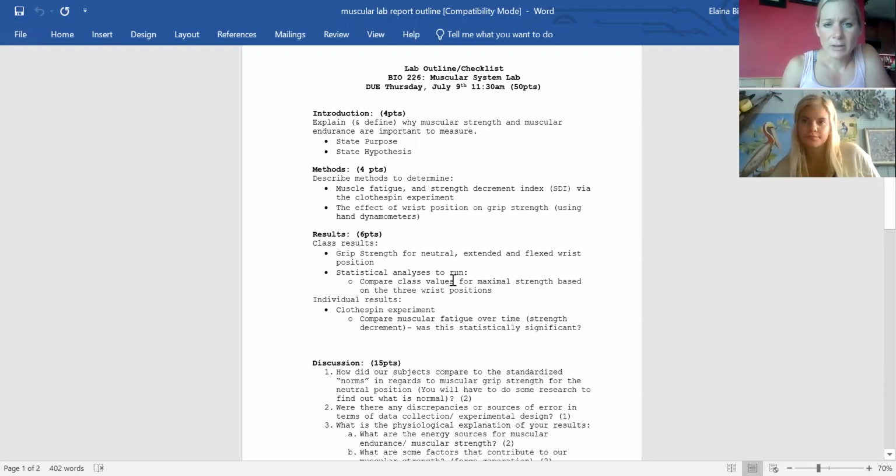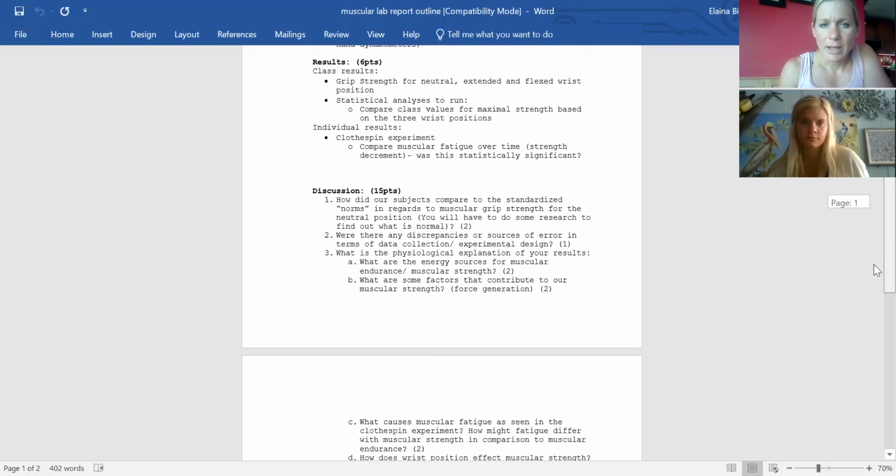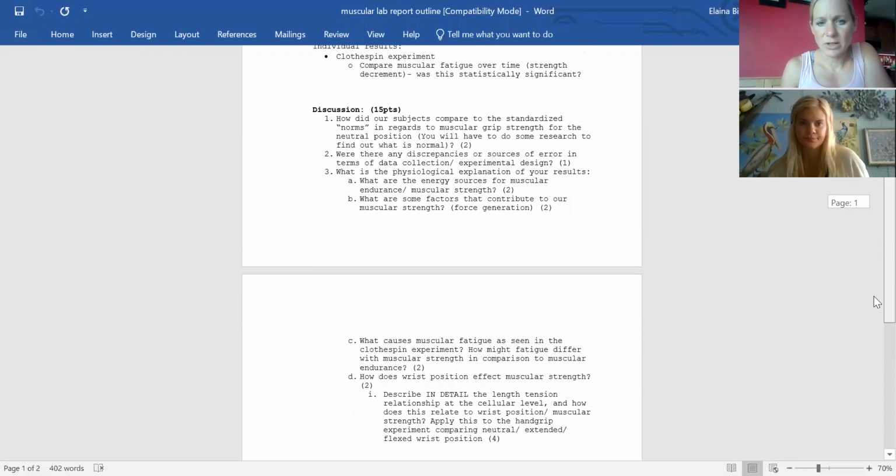So statistical analysis for grip strength, we want to use repeated measures ANOVA for that. So there's 3 time points, and we'll have one group going through each of those time points. And then for the clothespin experiment for the strength decrement thing, you'll just look at your own data. Was it statistically significant? So again, for that, probably regression would be the best thing for that one. Again, same format as what you did with cardiovascular.